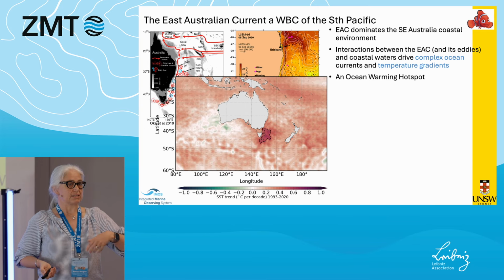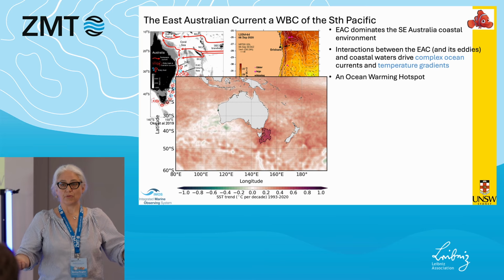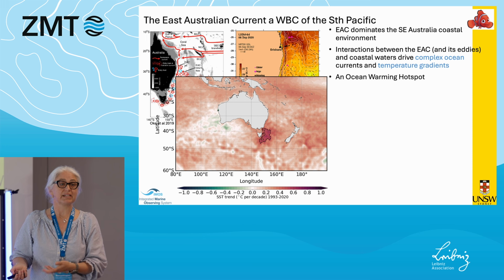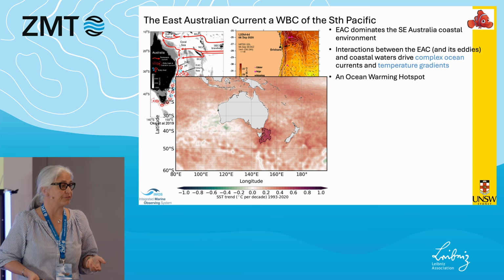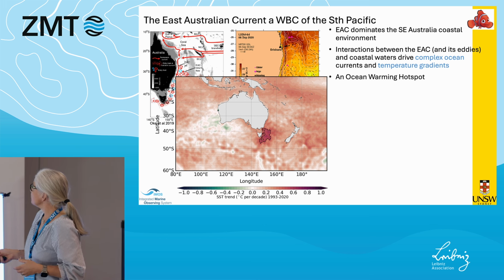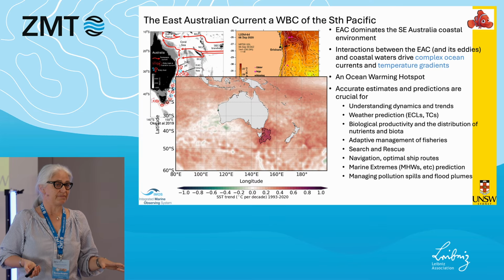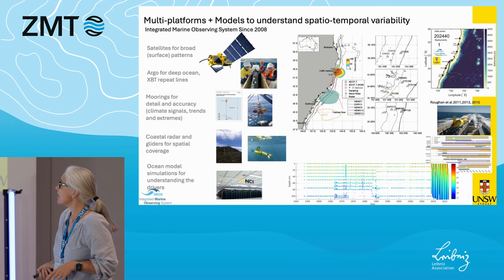The regional processes cause patchiness. Warming is non-uniform. So you can't just average it up and say it's warming, because there are regions that are not warming. There are regions that are climate refugia. There are regions that might actually be flourishing in this warming ocean. And for all these reasons that you all know about, we need accurate observations and accurate models.